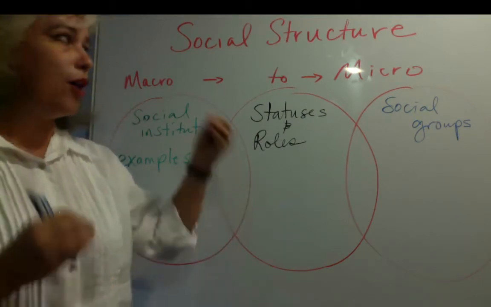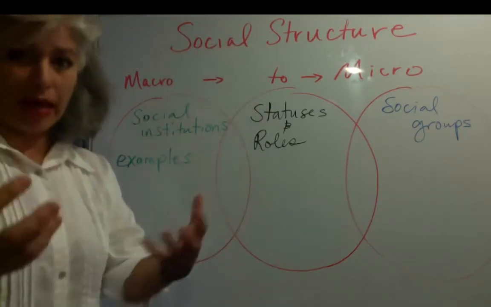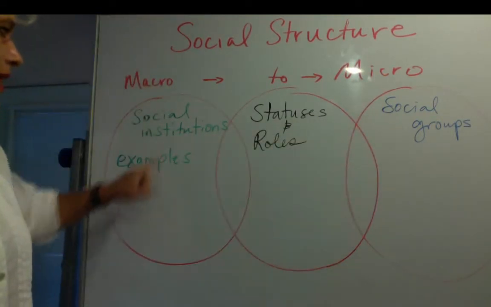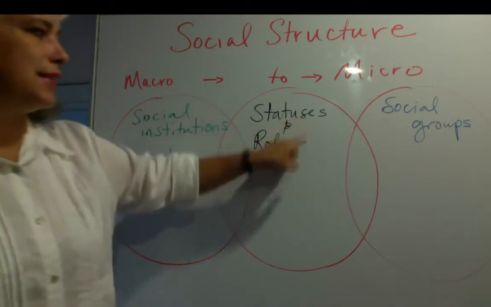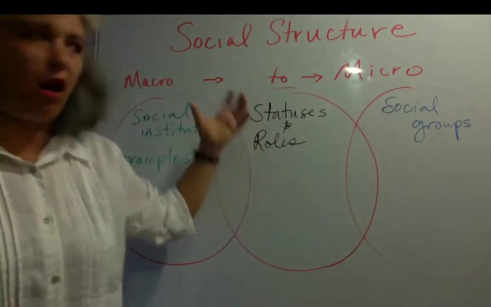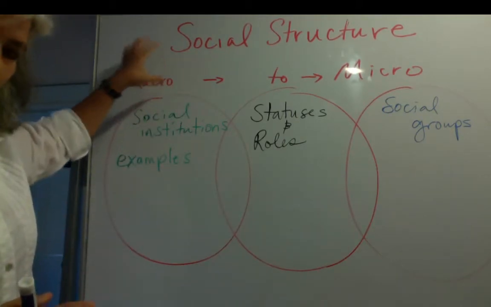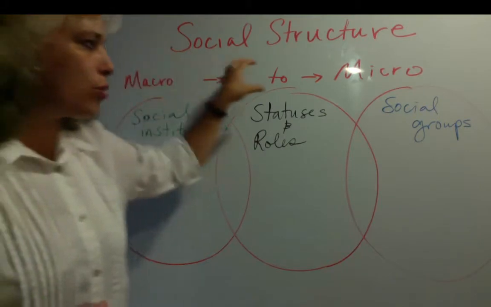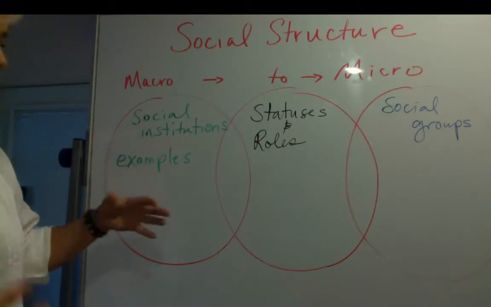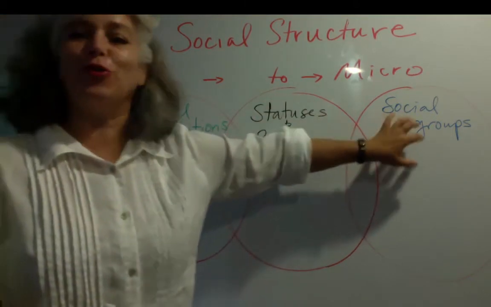is that it is a complex mix of these three things that I have written on the board here. I'm pointing at social institutions, I'm pointing at statuses and roles, and I'm pointing at social groups. So it's a complex framework, a complex blueprint that incorporates macro scale components of our social life, all the way through the middle levels to micro level sociology. Also, it's a complex blueprint that incorporates social institutions, statuses and roles, and social groups.